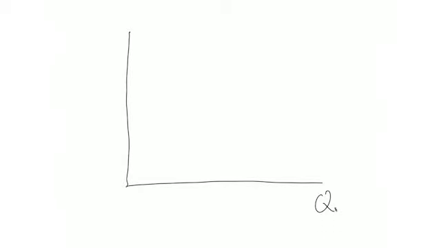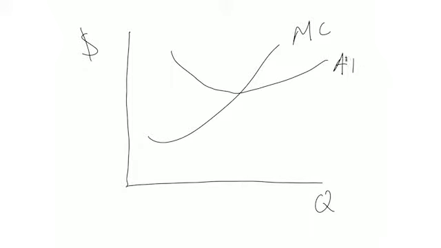One's going to be the quantity, and one's going to be the price, so I'll just put dollars up there for either the price or the cost. So I'll do my marginal cost curve as usual. I'll do the average total cost curve as usual, and then I'll stick in the average variable costs as well.